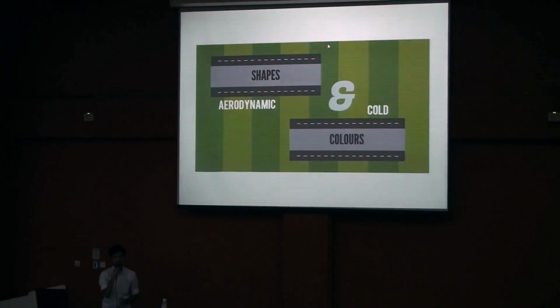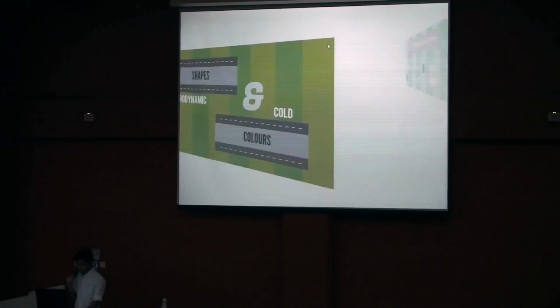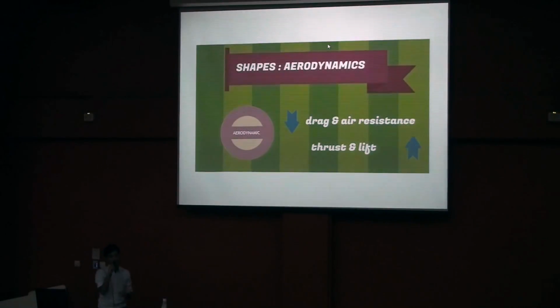Now, we chose two general topics, which are shapes and colors, but that was not enough. We went in depth and chose aerodynamics for shapes and cold colors for colors. I'll go into the first category, shapes, aerodynamics. What is an aerodynamic shape? An aerodynamic shape is a shape that creates low drag and air resistance and creates an increase in thrust and lift.